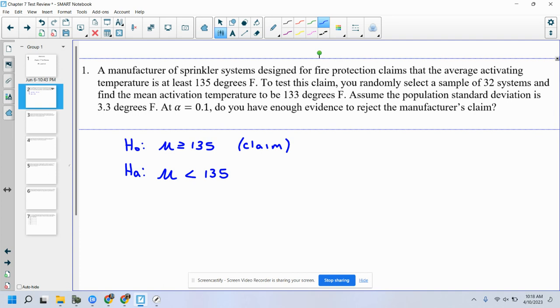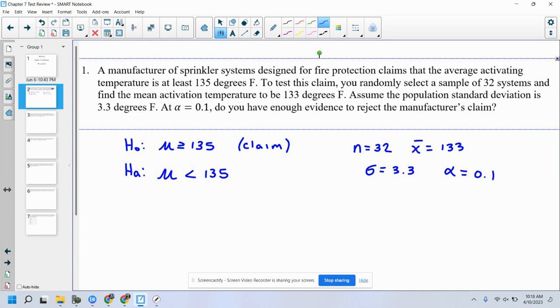To test this claim, you randomly select a sample of 32 systems. So n is equal to 32. And find the mean activation temperature, X bar, to be 133. Assume the population standard deviation is 3.3 degrees. Is that S or sigma? Sigma, 3.3, because population. And alpha is 0.1.